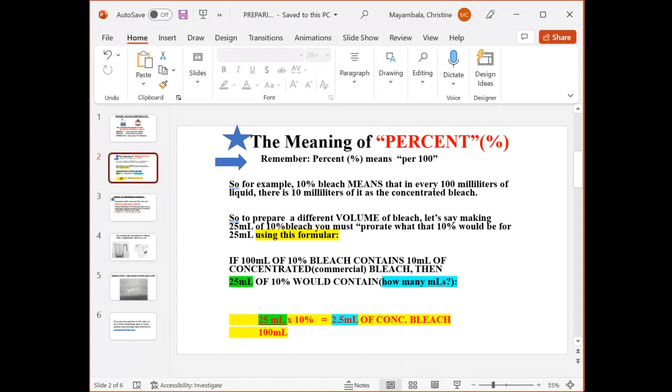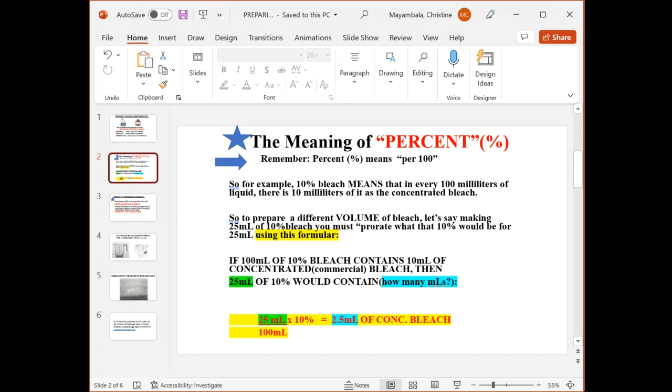So for example, when we talk about 10% bleach or 10% Clorox, we mean that for every 100 milliliters of total volume of liquid, 10 of that 100 is going to be concentrated bleach that you bought from the store, and the rest is going to be water. So in other words, you'll be diluting that 10 milliliters down to 100 by adding 90 milliliters of water.